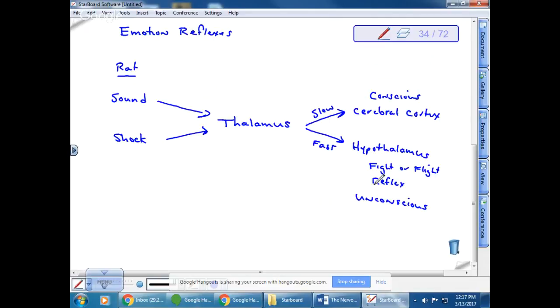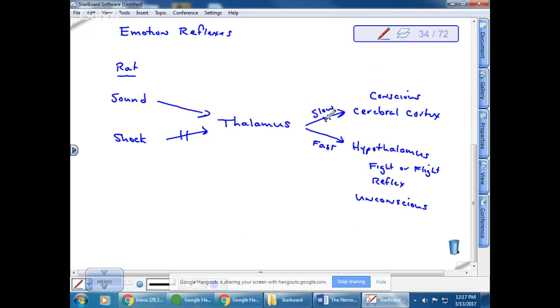So in classical conditioning, they would then remove the shock, right? And so what happens is that the rat has learned that the sound is something that they'll respond fearfully to, right? So they respond fearfully to it. Okay. But the other thing that they can do is remove this, right? So they can actually cut the connection to the conscious part of the brain.